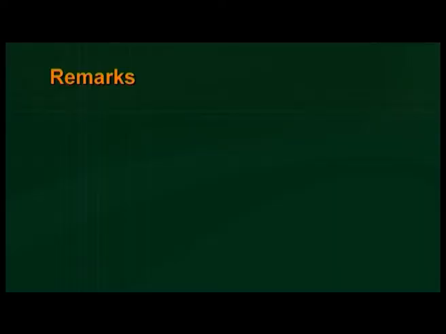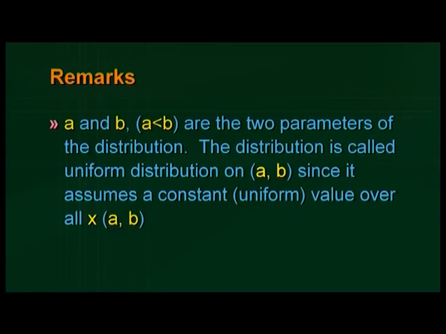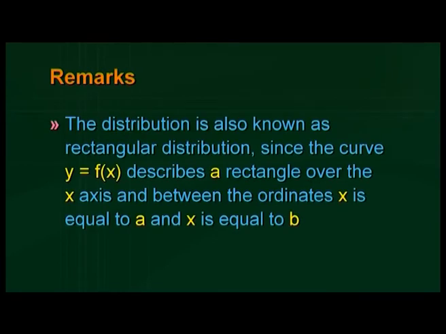Remarks. Consider some remarks. a and b, a less than b, are the two parameters of the distribution. The distribution is called uniform distribution on a, b since it assumes a constant or uniform value over all x in a, b. The distribution is also known as rectangular distribution since the curve y is equal to f of x describes a rectangle over the x-axis and between the ordinates x is equal to a and x is equal to b.